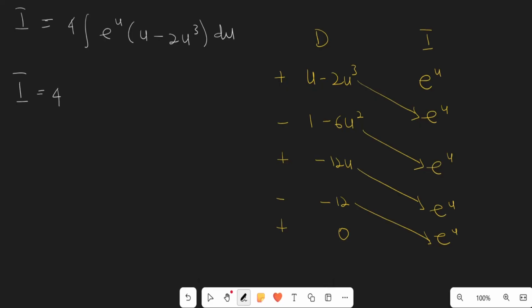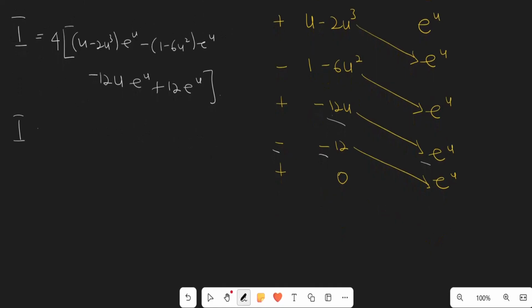So our integral I is 4 times our integral. This is now just the product of diagonal terms. The first one is going to be u minus 2u to the third, multiplied by e to the u. Next one is minus this, 1 minus 6u squared, multiplied by e to the u. Next one is this times that, and that is going to give you minus 12u multiplied by e to the u. Last one is minus minus, so that's going to give you positive 12 e to the u.